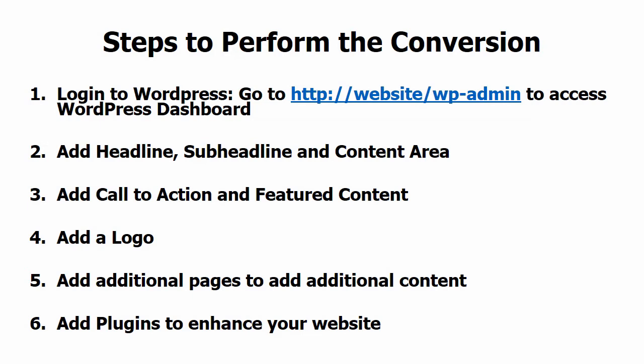Add the headline, subheadline, and content area. Then add the call to action and featured content. Add a logo. A 300 by 100 pixel image works well, but it can be stretched out if you'd like. Add additional pages for extra content. Add plugins to enhance the administration of your website. Plugins are additional optional features that can be added to provide additional functionality, such as a contact form or a visual editor to provide greater flexibility in adding text to widgets.